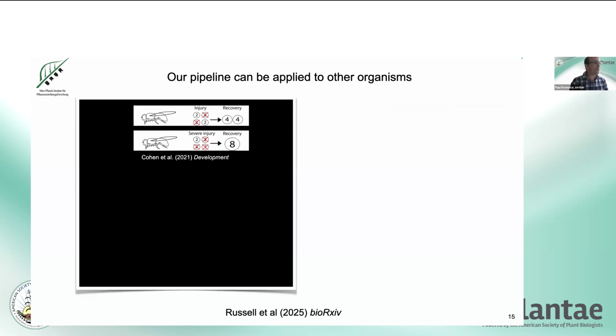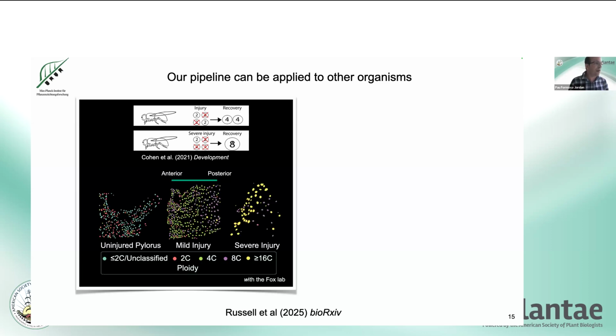The Fox lab is expert in Drosophila, and if you injure the Drosophila digestive system, you will induce polyploidy there. Then you can run the pipeline, and you will see that in the mild injury and severe injury, you are having higher ploidy cells, and there's a gradient of this pattern between the anterior and posterior axis.